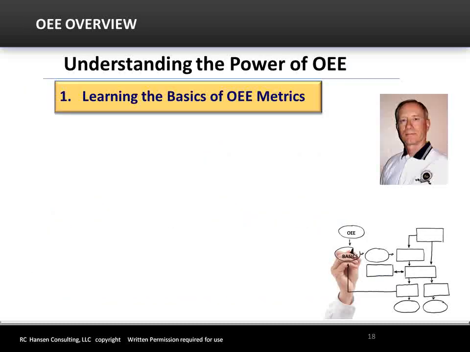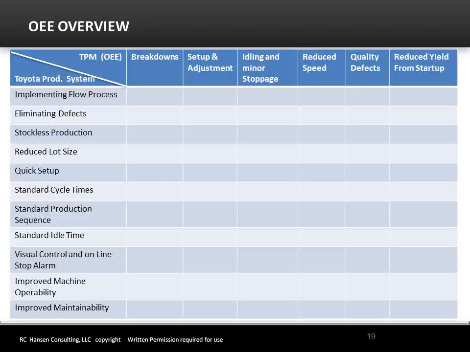The second area of study is the maintenance production OEE tools commonly used for improvement, and that's covered in 3 modules. Let's look at how OEE tools support lean manufacturing. This slide shows a chart of the TPM losses in investigation categories across the top and the Toyota Production System manufacturing techniques down the left-hand side.